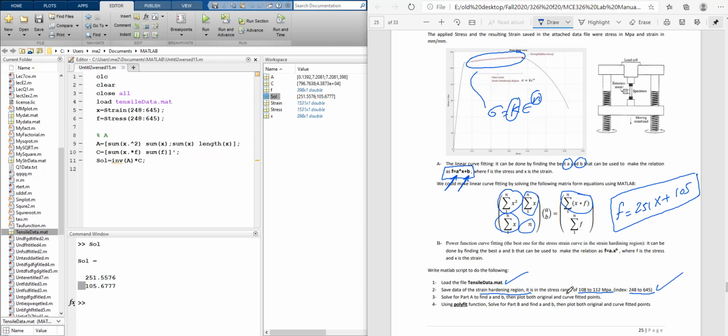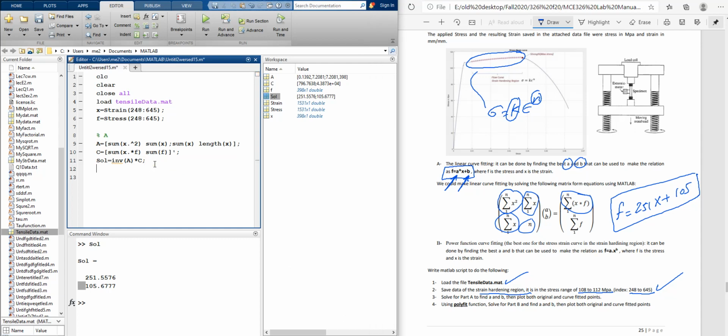I did this one. Okay, solve for part A to find A and B, then plot both original and curve fitted points. I will do this one now. Now I already solved. I want to plot, sorry. So plot the original data in the flow curve. It's X versus F, and keep them as a red star, because they are discrete, not a continuous function. Points, experimental points.